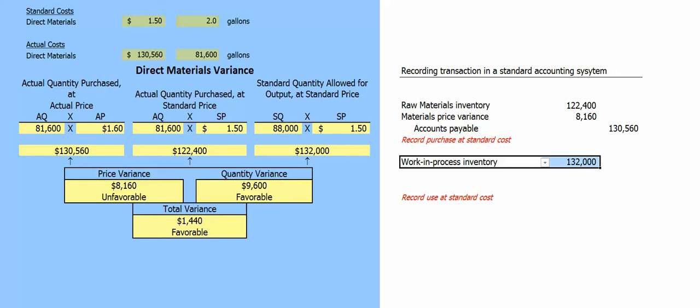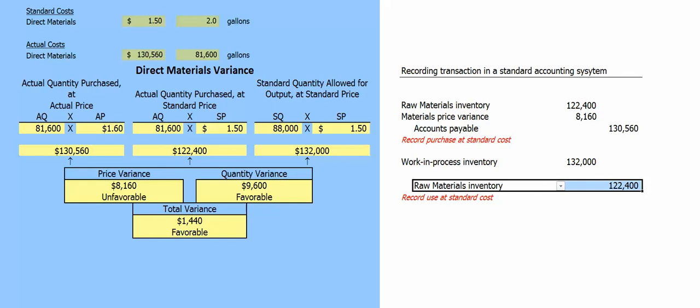The materials were in our raw materials inventory at an actual quantity, at a standard price, and we used all 81,600. So we'll take it out of raw materials inventory at the 81,600 gallons at $1.50 per gallon. The difference between the two will get recorded to our raw materials quantity variance. The last step then is just like with under or over applied manufacturing overhead.